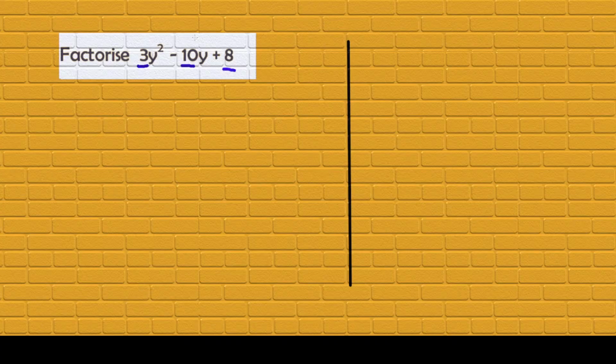No, right? So forget about the numbers. Now let's look at the letters. We see a y squared in the first term. We see a y in the second term. So y seems to be common, but there is no y in the third term. Which means there is no letter which is common to all three terms. So we cannot do the normal factorizing.